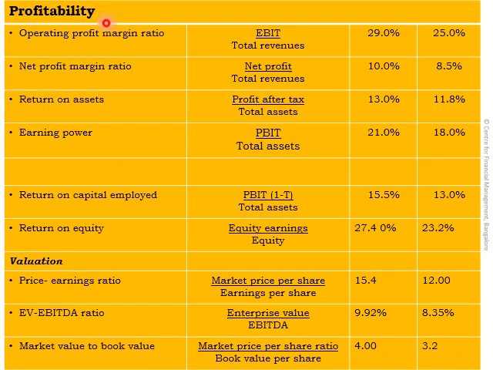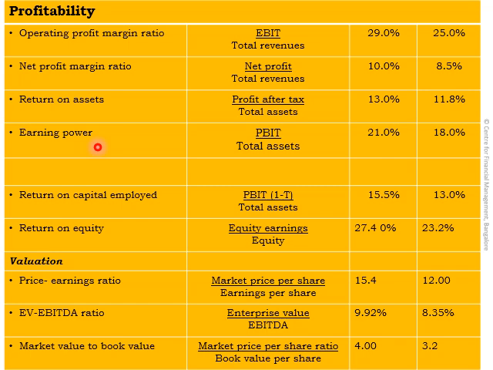Profitability reflects profit margin as well as rate of return. The two most important profit margin ratios are operating profit margin ratio and net profit margin ratio. Operating profit margin ratio is defined as earnings before interest and taxes divided by total revenues. Net profit margin ratio is defined as net profit divided by total revenues. The most important rate of return measures are return on assets, earning power, return on capital employed, and return on equity. Return on assets is defined as profit after tax divided by total assets.